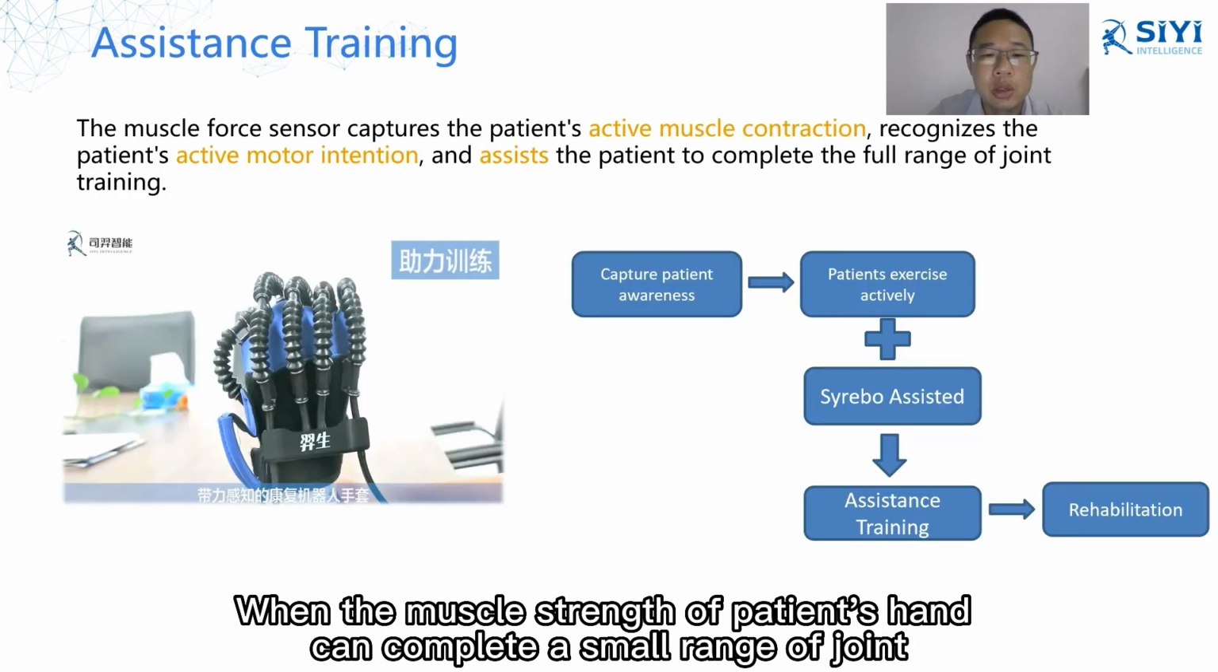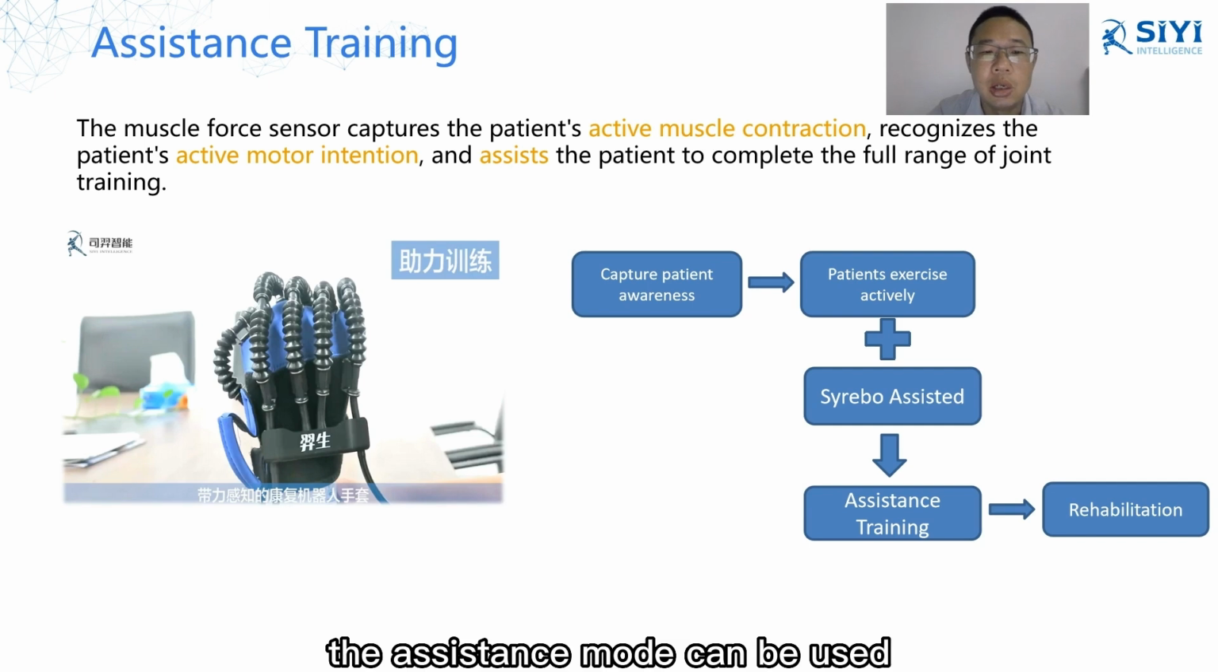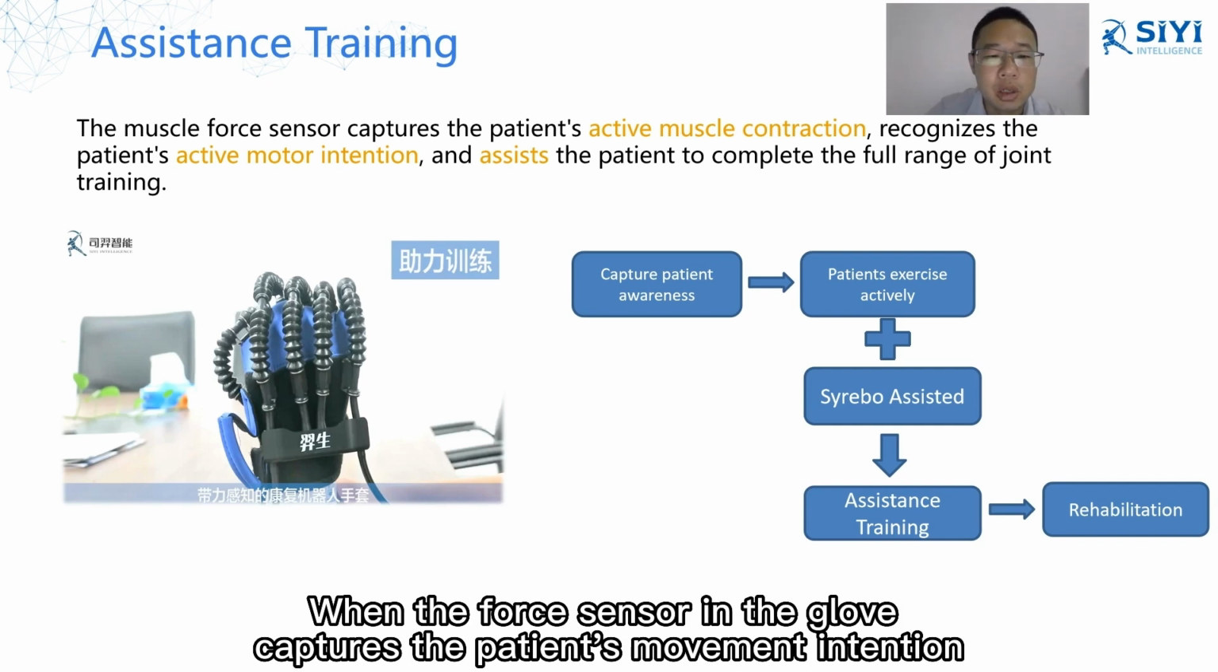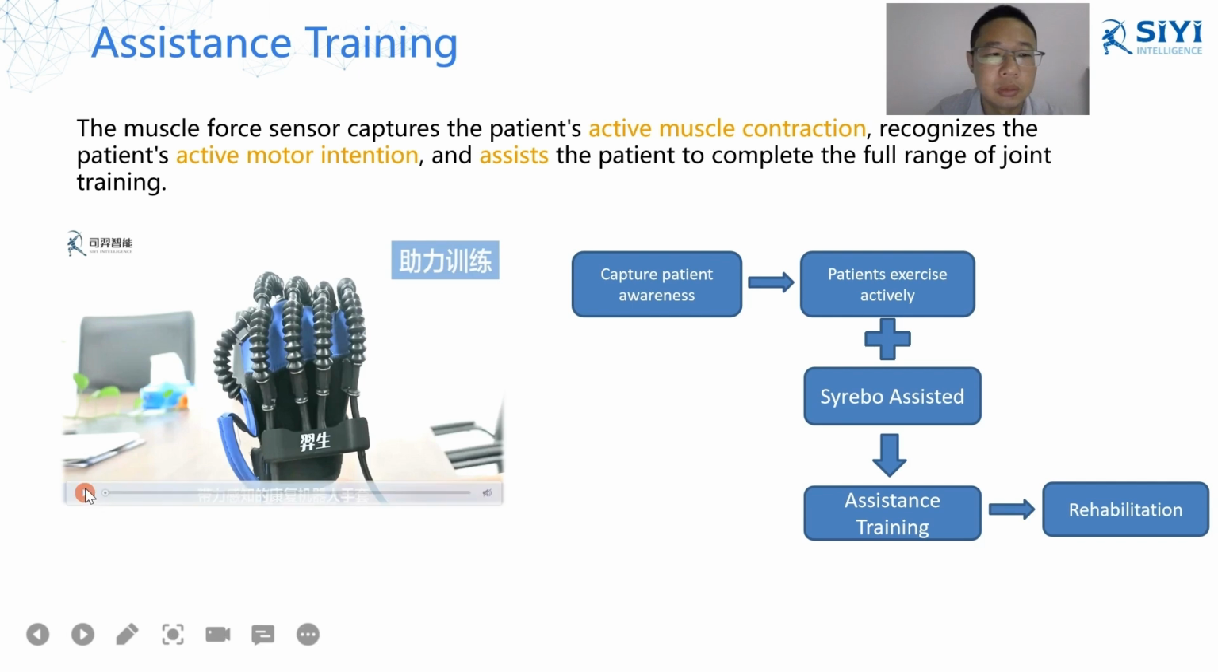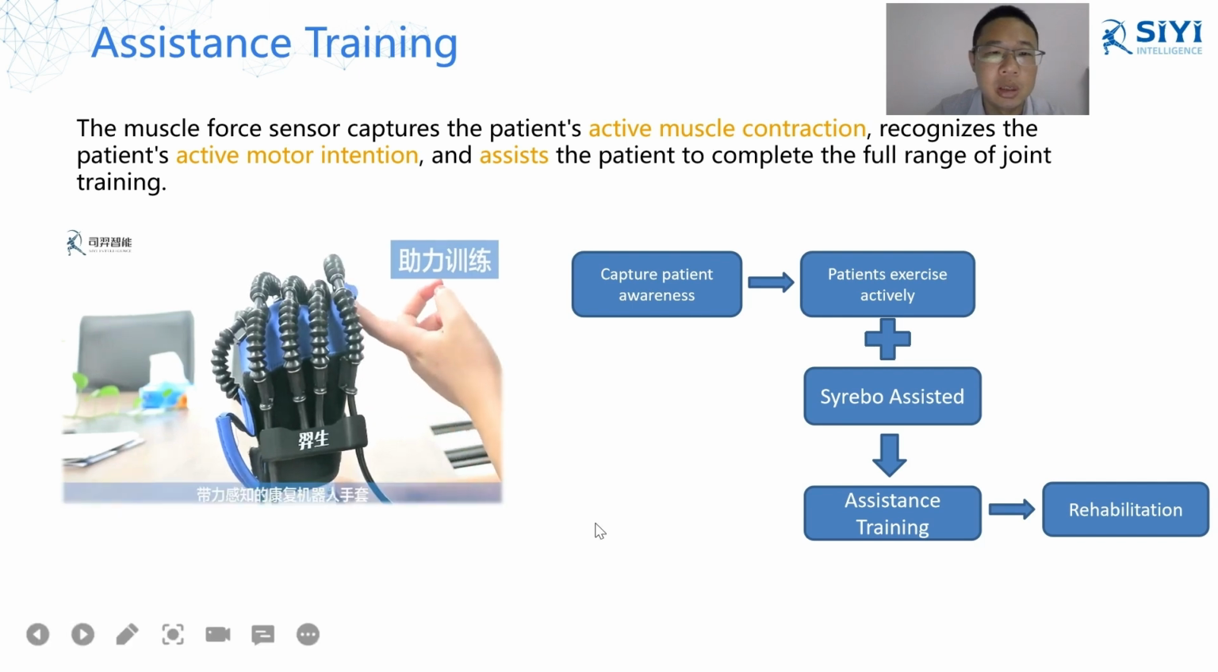When the muscle strength of the patient's hand can accommodate a small range of joint motion, the assistance mode can be used. When the force sensor in the glove captures the patient's movement intention, the glove can automatically help the patient to accomplish the movement of grasping or stretching, as you can see in the video.